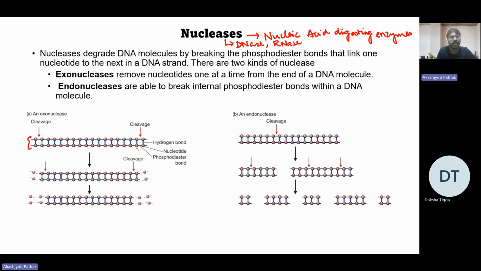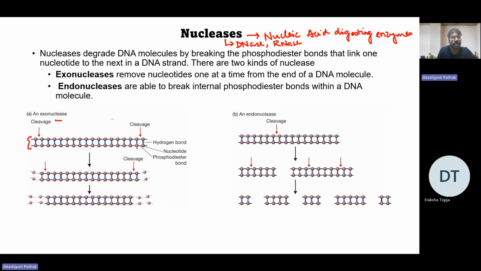Now there are two ways by which the phosphodiester bond can be digested. Either the phosphodiester bond can be broken from the end. So if the phosphodiester bond is broken towards the end, then it is an exonuclease. Okay. So towards the end, if my enzyme is cleaving the phosphodiester bonds, then it is called an exonuclease. And if the enzyme is cleaving the phosphodiester bond in the middle of the DNA molecule, then it is an endonuclease.